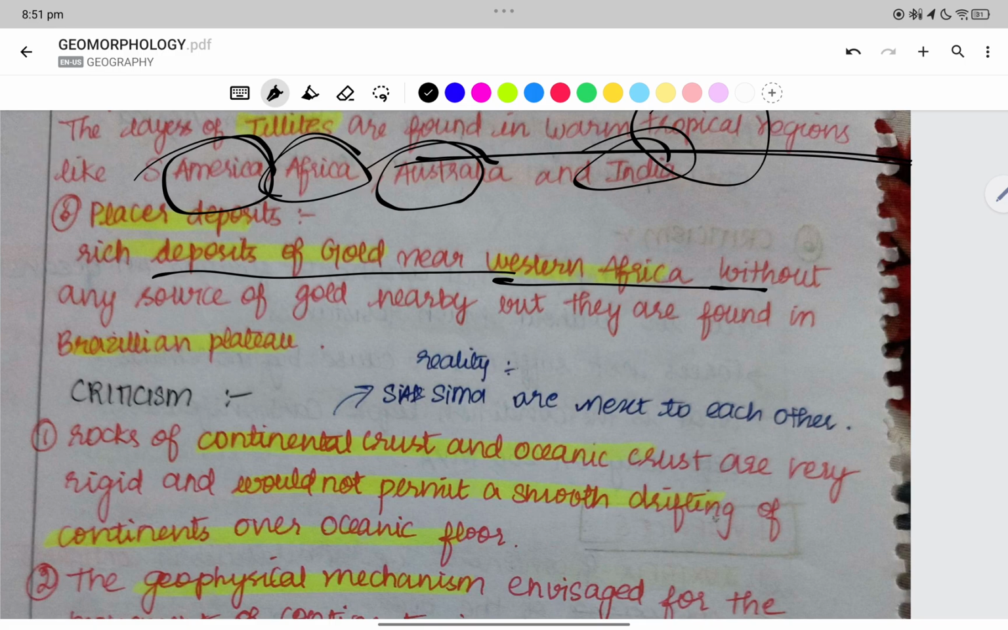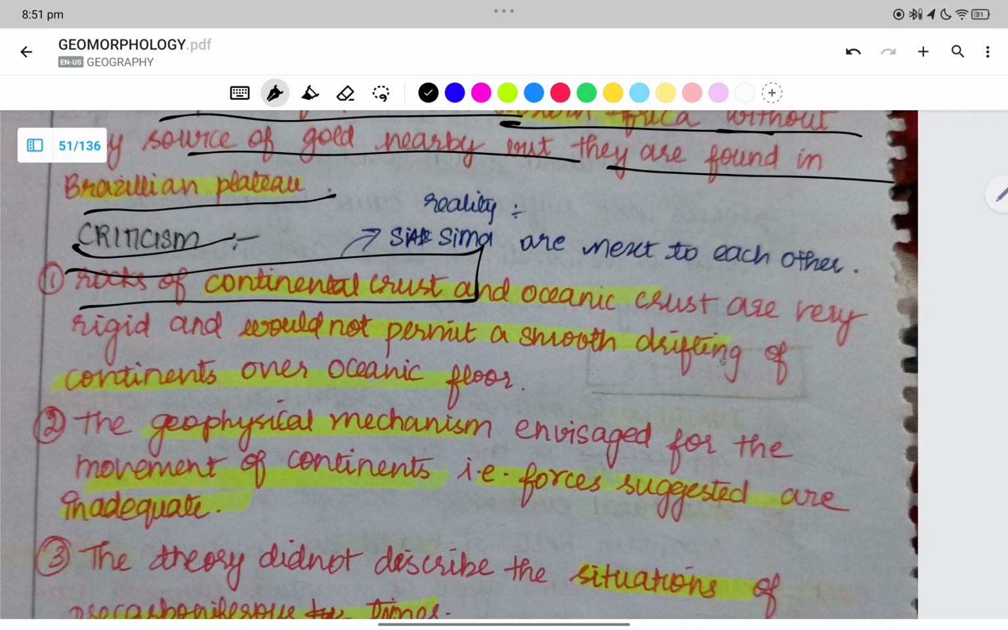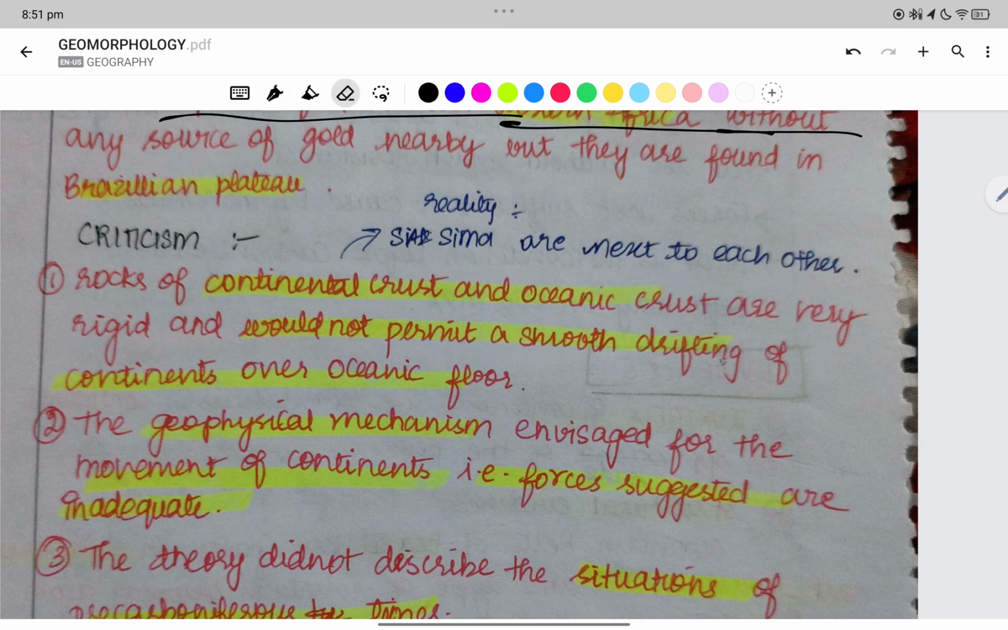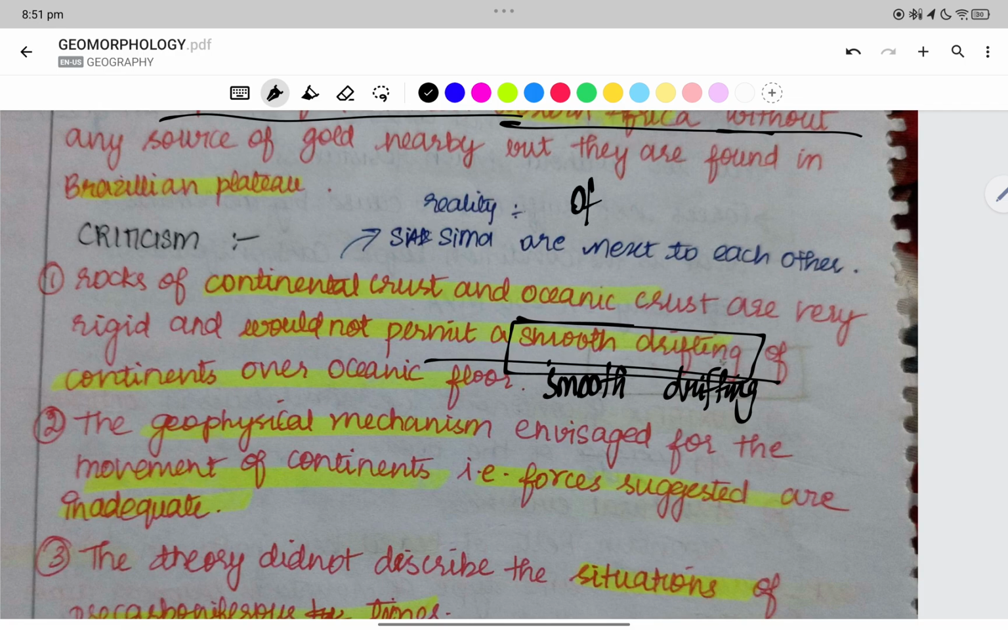Rich deposits of gold without any source of gold nearby are found in the Brazilian plateau. Now the criticisms: the rocks of the continental crust and the oceanic crust are very rigid and would not permit smooth drifting. What is the criticism? There is no smooth drifting of the continents over the oceanic floor.